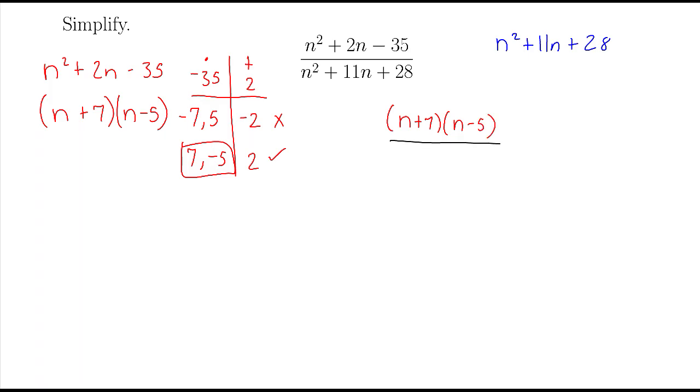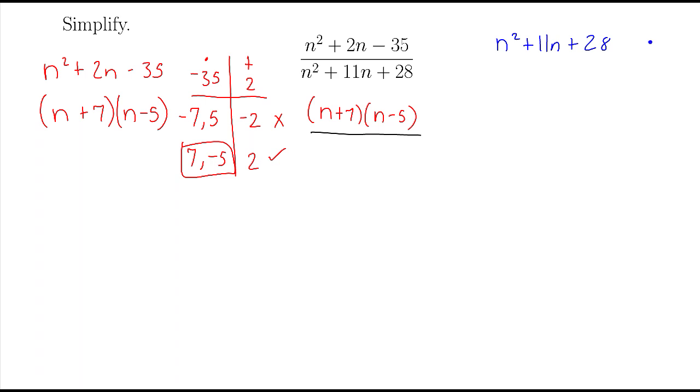Now, to figure out the denominator, what I need to do is factor n squared plus 11n plus 28. The same thing is happening here. I need two numbers that multiply together to be 28, but add together to be 11. That would be 4 and 7. 4 times 7 is 28. 4 plus 7 is 11. So this will factor to be n plus 4, n plus 7.